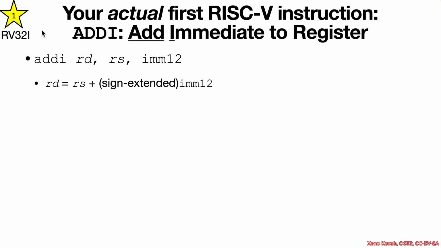This is our first real assembly instruction. ADDI has a destination register, a source register, and a 12-bit signed immediate. So what operation does this do? It takes the RS, the source register, adds the sign-extended 12-bit immediate, and places the result in the destination register.